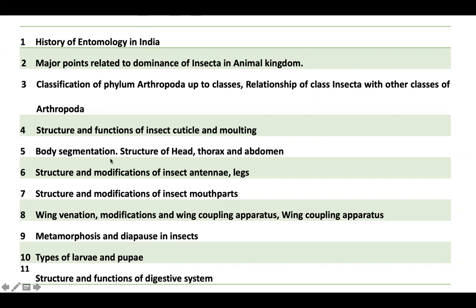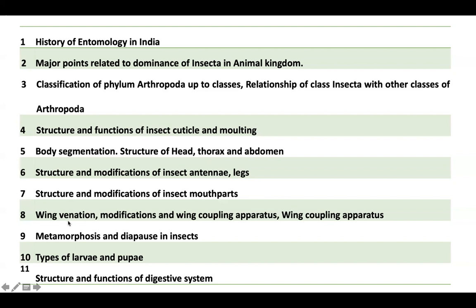Then body segmentation, like different segments. The insect's head is made up of different segments, like structure of head, thorax and abdomen. Then structural modification of insect antenna and leg. Insects have different types of antenna and different types of legs, so those you need to study. And then structure and modification of insect mouth parts. So for insect mouth parts, the structural modifications will be like the housefly having a different mouth part, and the honeybee having a different mouth part.